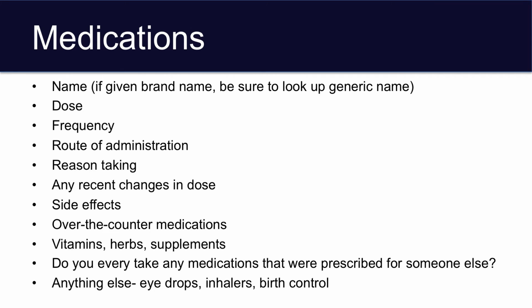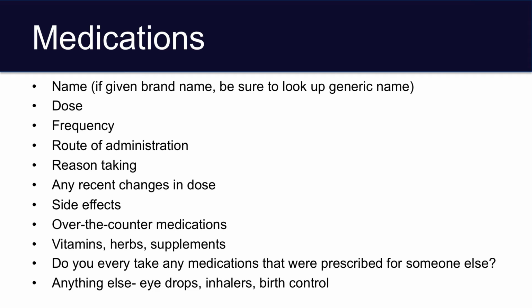You want to know the name of the medication. If a patient tells you a brand name, it's a good idea to look up what the generic name is. You want to know the dose, or how many milligrams, for instance, the patient is on. You want to know about the frequency that they take the medication. Is it once a day, twice a day? You want to know about the route of administration. So do they take it by mouth? Do they take a shot?